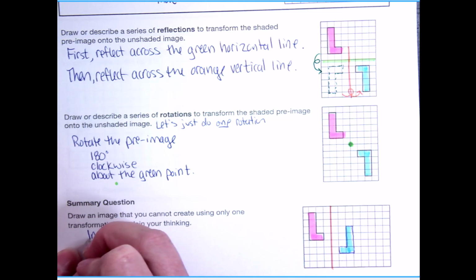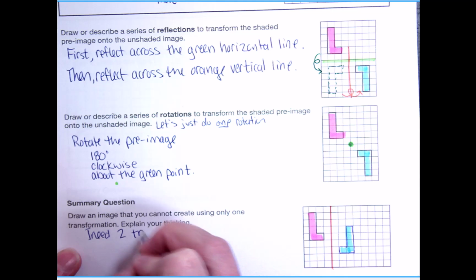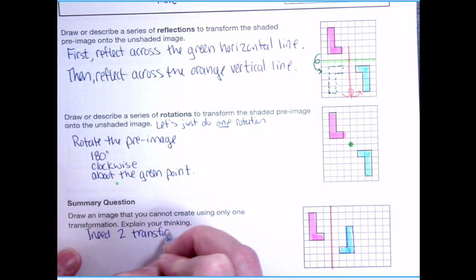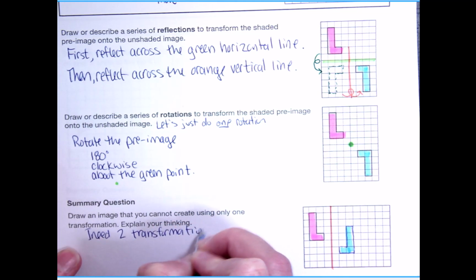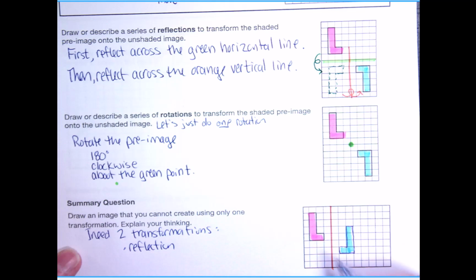Oops. Didn't put a space there. I need 2 transformations. I need a reflection over that orange line, and I need a translation. In this case, it would be about 2 units down.